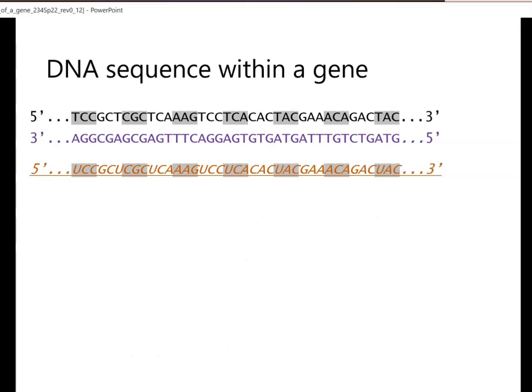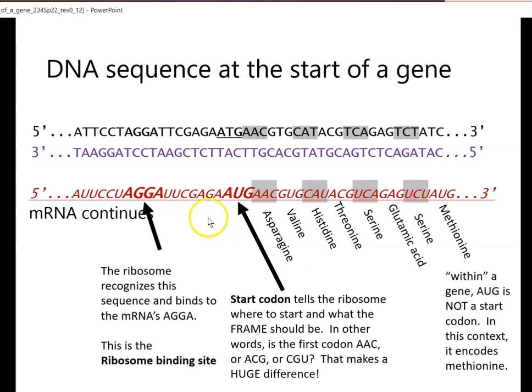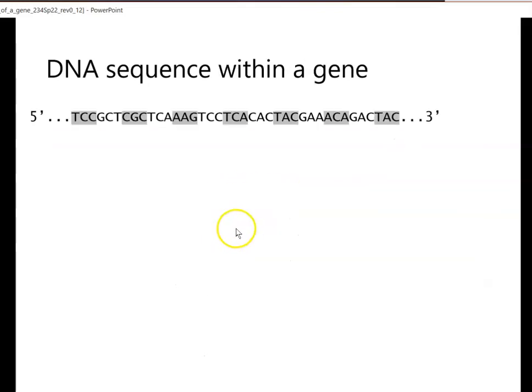So if we go back, this start codon absolutely defines the frame. And the ribosome binding site doesn't. There could be 15 nucleotides in between them, or 10, or 5. But this start codon absolutely defines the frame.